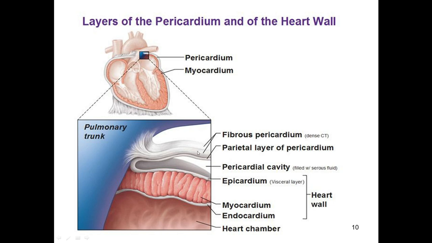The first is the fibrous pericardium. In fact, it is formed by dense connective tissue. Fibrous, this is for protection. Dense connective tissue is there in the fibrous pericardium. Below the fibrous pericardium is the serous pericardium.